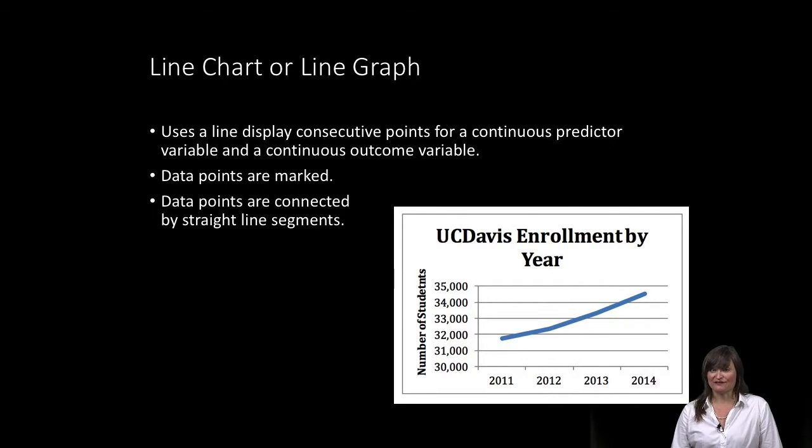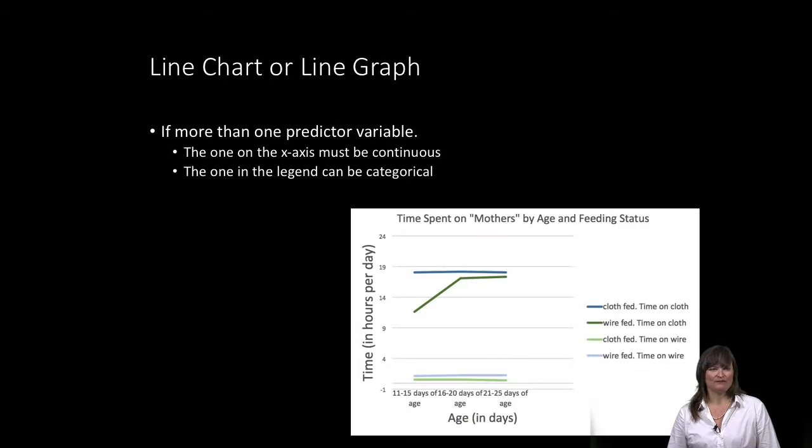If you have one predictor variable and you've measured that continuously and your outcome is also continuous, a line chart or a line graph is a good option. In a line chart, you mark your data points and you connect those data points by straight line segments. On the x-axis are the values of your predictor variable. On the y-axis are the values of your outcome variable.